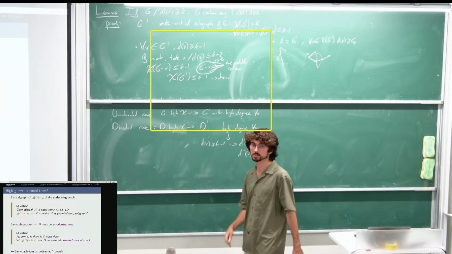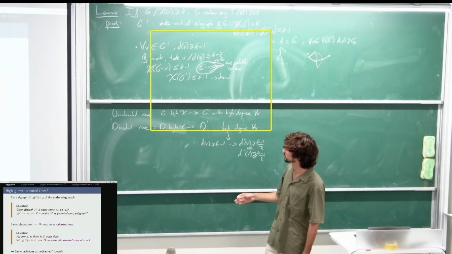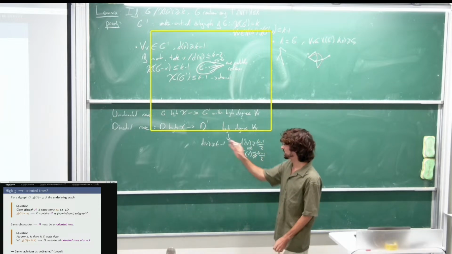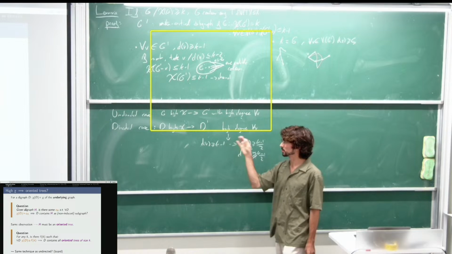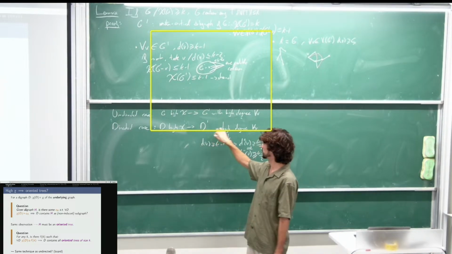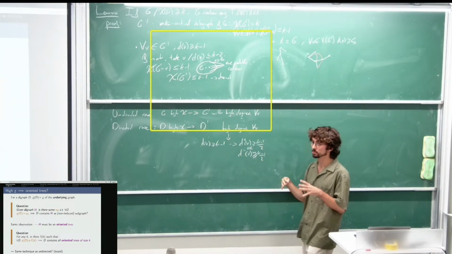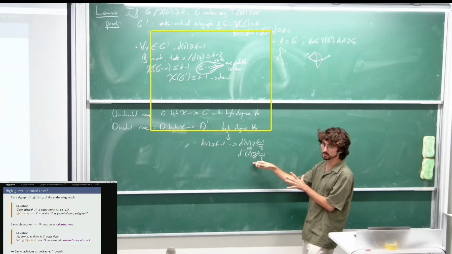So if you have any questions or if I write nonsense, don't hesitate to interrupt. If you do the same thing in the directed case, so from a directed graph of high chromatic number, you extract one of high degree, you only get high out degree or high in degree.